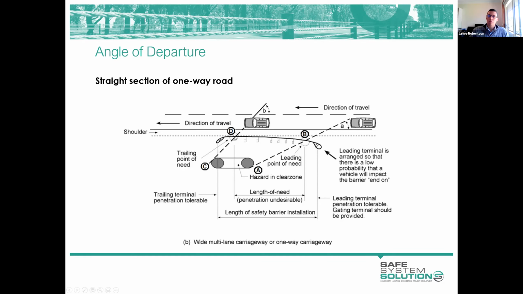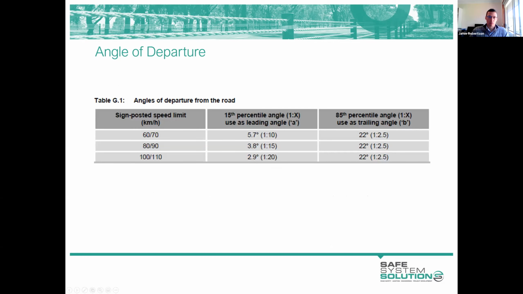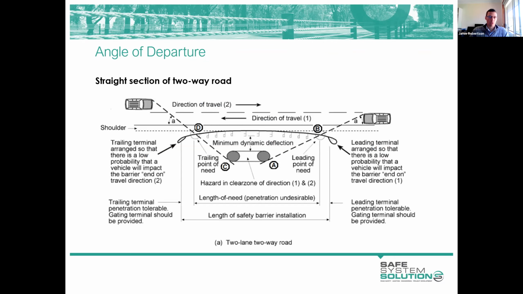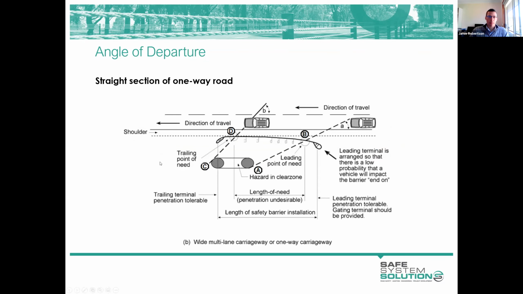In working out where to terminate that barrier, we can use a different angle B, which is our trailing angle. And if I step back to the table, we've got this trailing angle column, and the numbers there are 22 degrees across the board. And that basically says that we don't expect a vehicle to depart the road at any angle greater than 22 degrees, certainly not without significant speed.